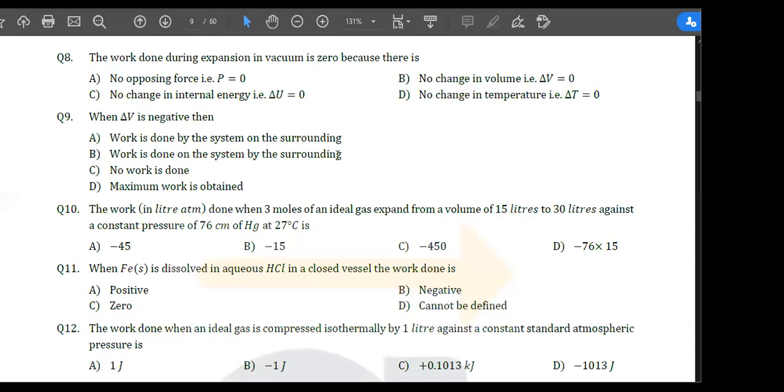When 3 moles of ideal gas expanded from 15 liter to 30 liter against constant pressure of 76 centimeter at 27 degrees centigrade. Now ask yourself, what we have to do here? Think about this. 3 moles, n is equal to 3 is given. V1 is 15 liter. V2 is 30.